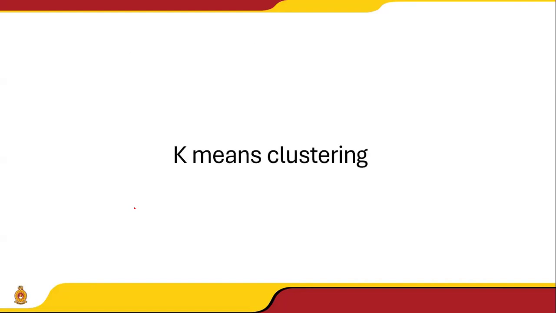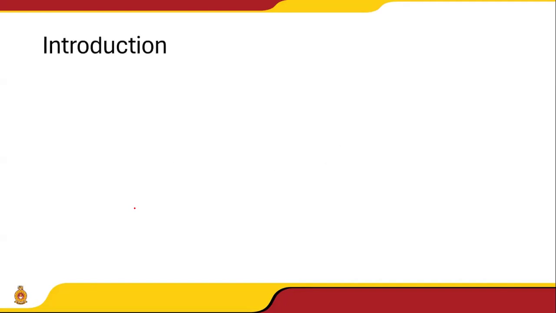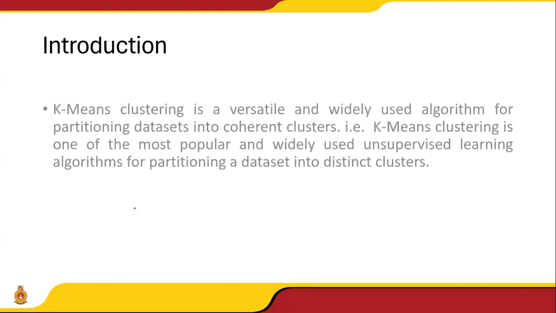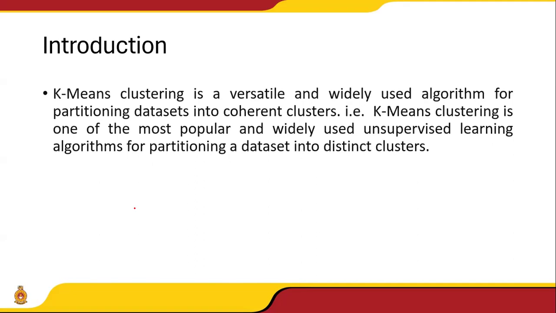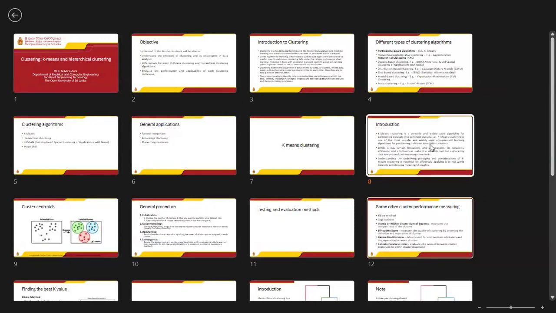We'll discuss real world implementations. Two implementations I'm going to discuss. One is k-means clustering, right? A very popular algorithm. The k-means algorithm is very popular in partitioning data into coherent clusters. It's one of the very powerful unsupervised learning algorithms to understand the clusters.